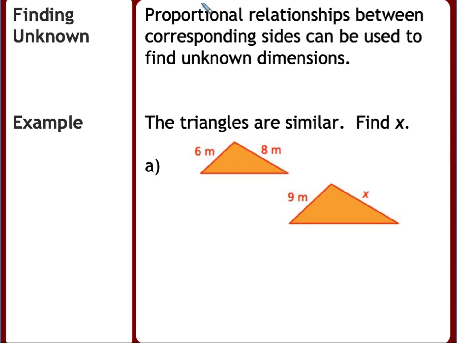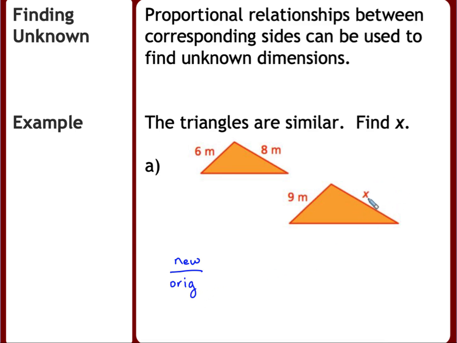And we can use these relationships to find missing values, in particular missing side lengths. So we can set up proportions and then solve those proportions to find the missing dimensions. And whenever I set it up, I always like to think of the one on the left as the original, the one on the right is the new, and set it up as new over original. So that's kind of how I like to set up my ratios.